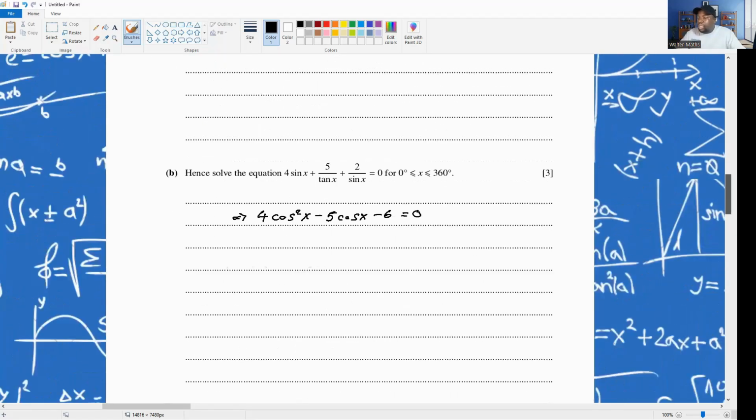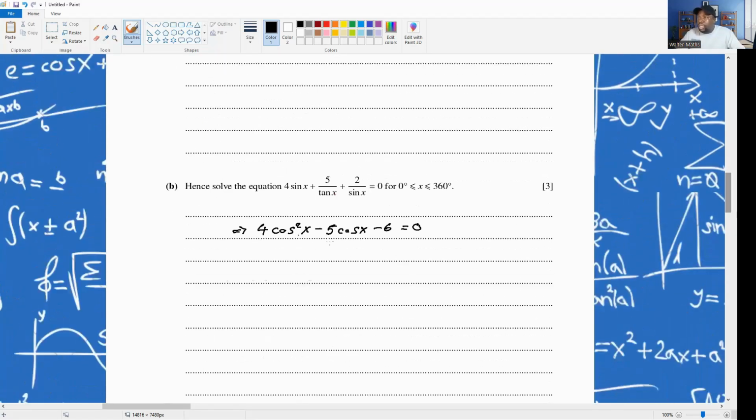All right. So we are just solving this equation here. All right. And we are going to do that. I'll say let a letter like u be equal to cos x. All right. Which means therefore that we have 4u squared minus 5u minus 6 equal to 0. So we can now factorize it here.